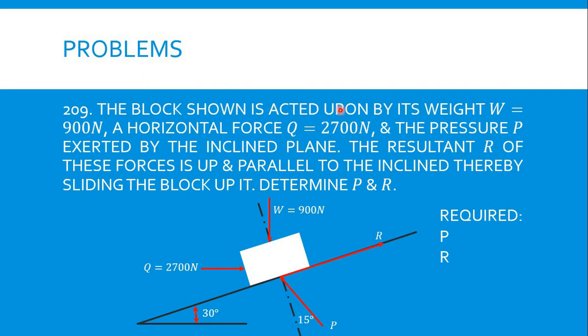The block shown is acted upon by its weight of 900 Newton, a horizontal force Q which is 2700 Newton, and the pressure P exerted by the inclined plane. The resultant R of these forces is up and parallel to the incline, thereby sliding the block up it. So we need to determine P and R. This is the illustration for the whole problem. P is 15 degrees below, Q is 2700 Newton, W is 900 Newton, and R is up and parallel to the incline.